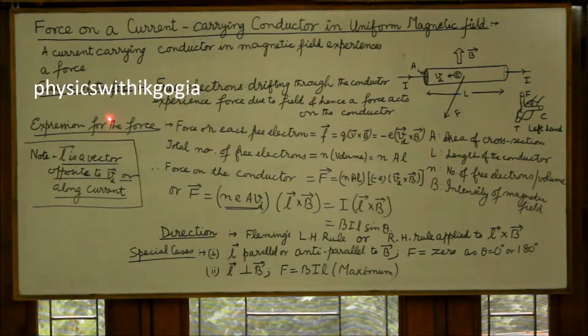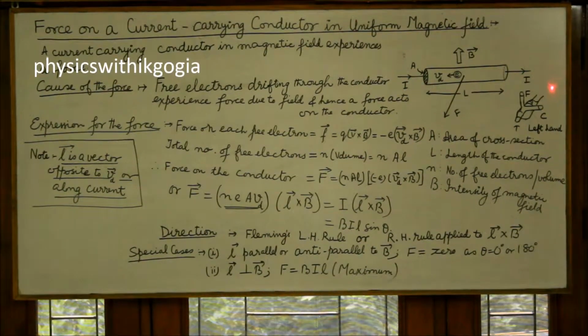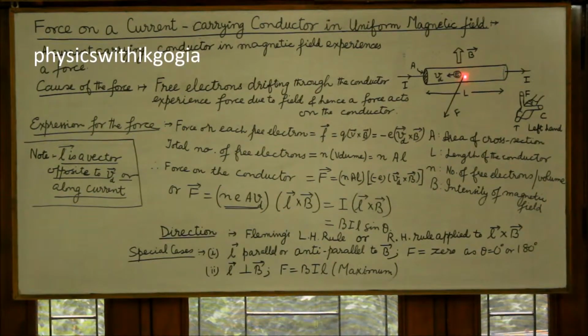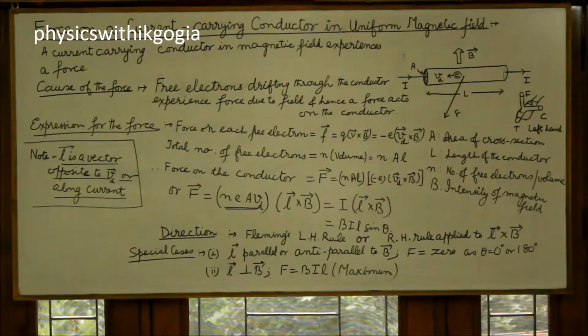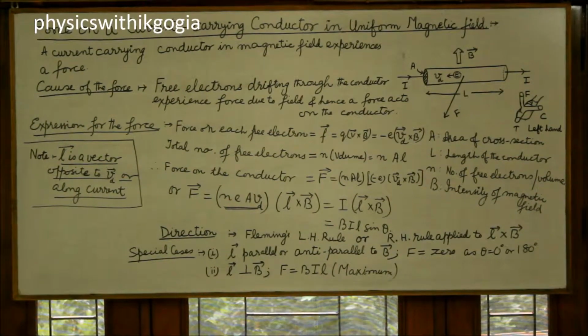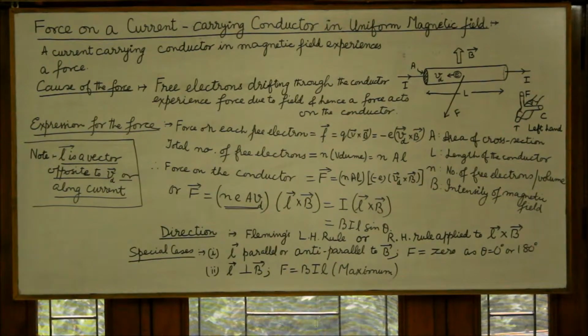Now let's see what is the cause of the force. We know that the current through a conductor is caused by the electrons drifting in opposite direction. Whenever we have a charge carrier moving in a magnetic field, the charge carrier experiences a force which is known as Lorentz magnetic force given by Q V cross B. The force on various free electrons in the conductor adds up to give us a net force on the conductor. Let's now proceed to obtain an expression for the force.